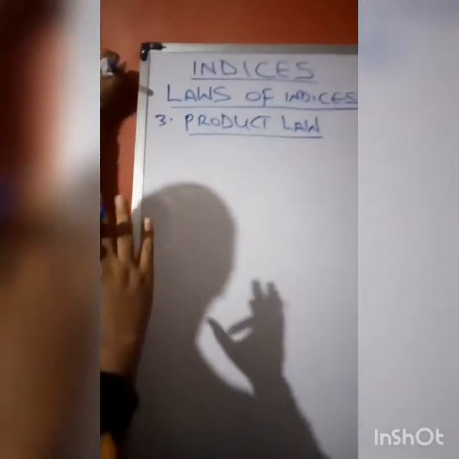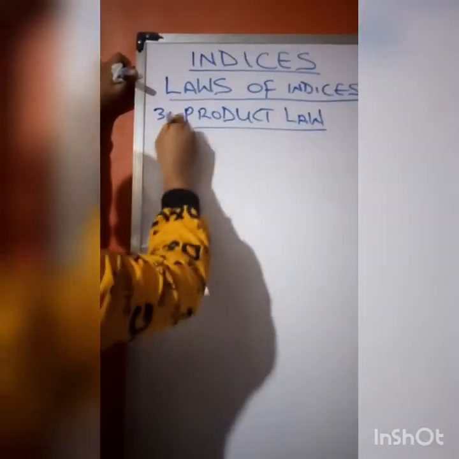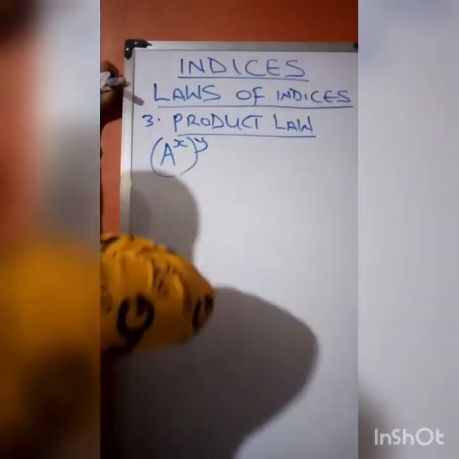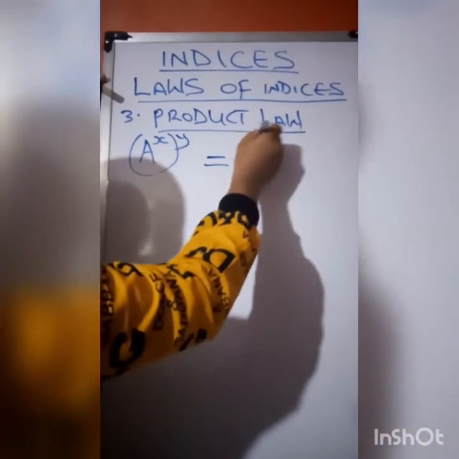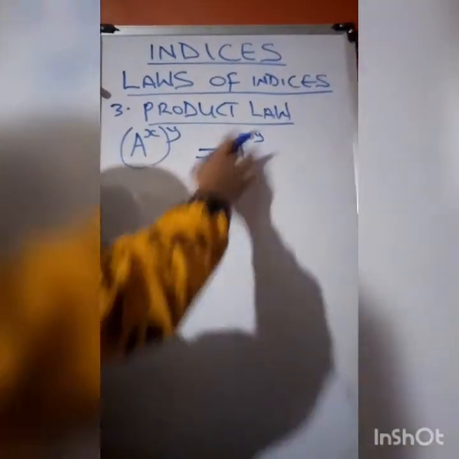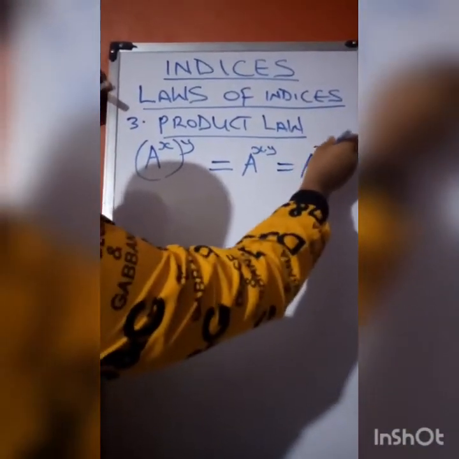What does the product law say? It says if I'm giving a raised to a certain index and they are raised to another index, this is the same as writing a raised to the power of x times y. This dot here means times place. So it's a raised to the power of xy. If I want to remove that dot, I can write it as a raised to the power of xy.